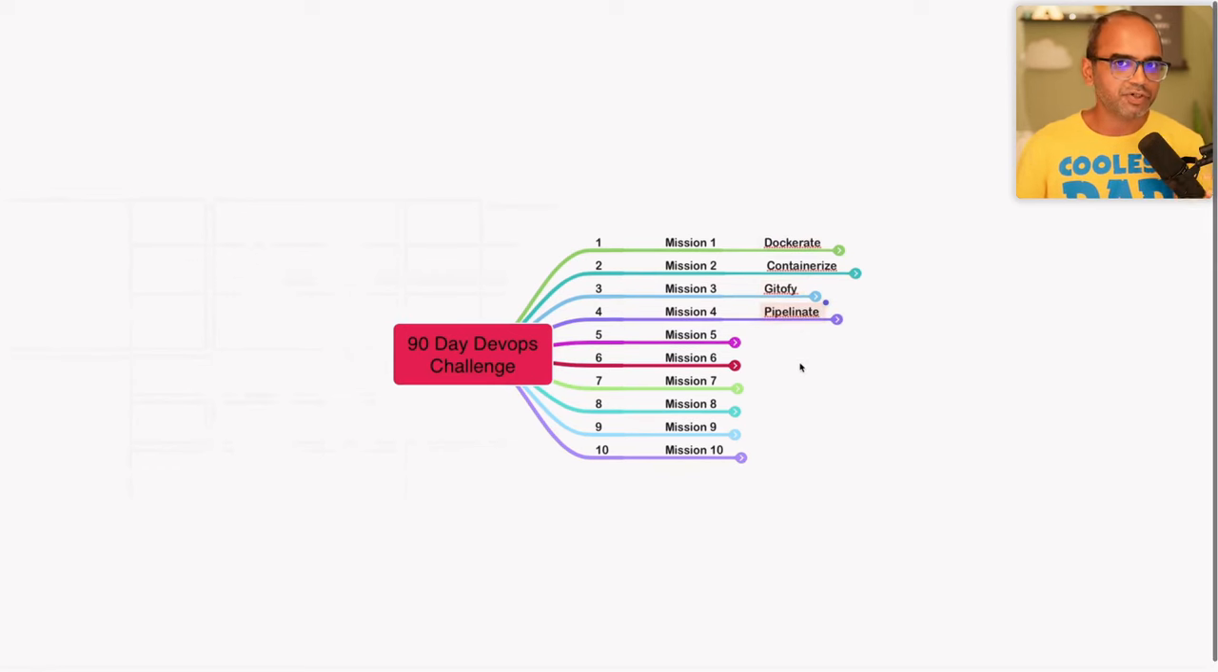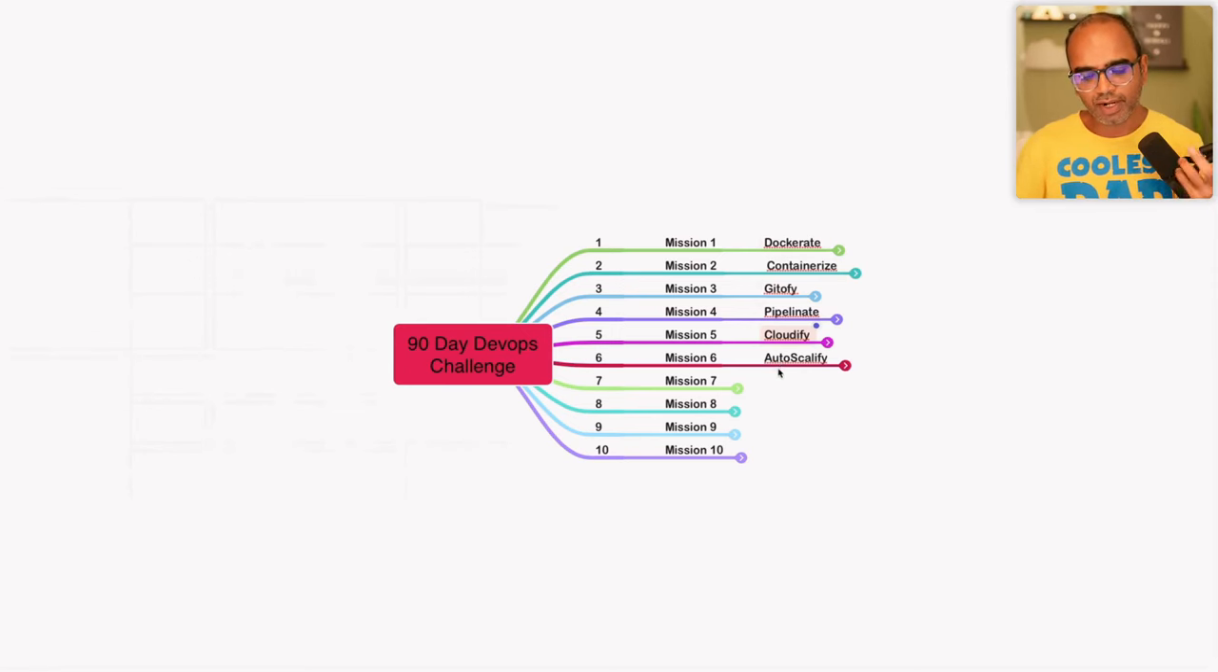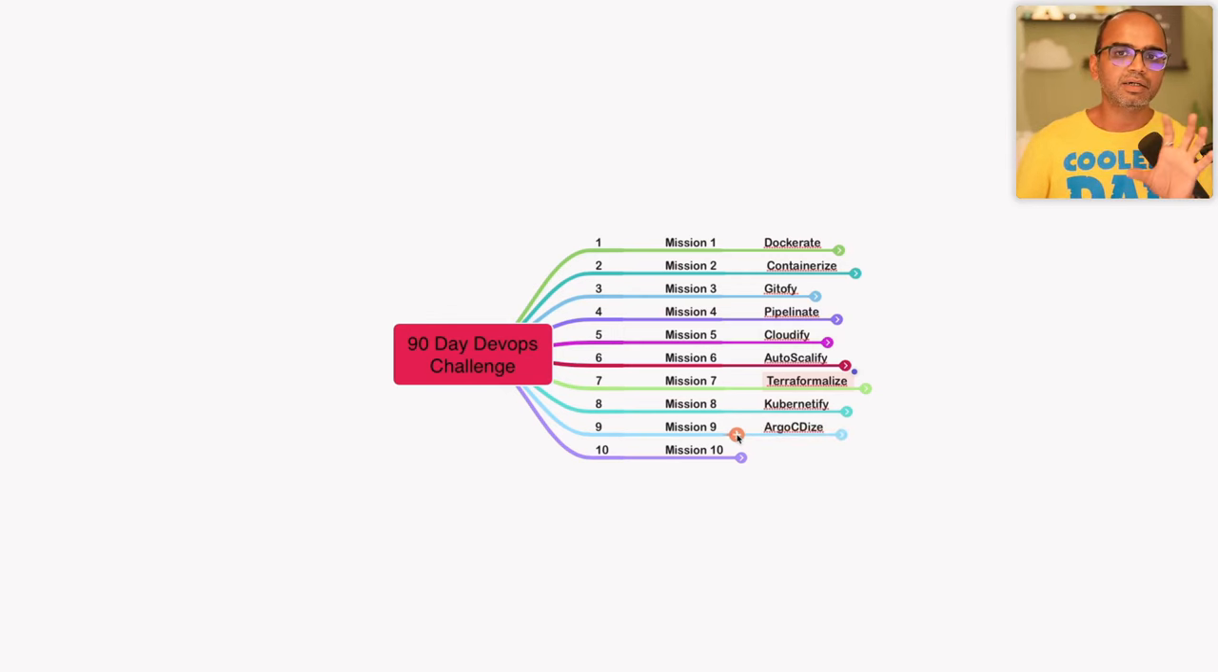We'll then set up a continuous integration pipeline with Jenkins. We will then set up cloud infrastructure with AWS. We'll further set up auto scaling, etc. So some more advanced cloud setup there. We'll set up Terraform, to automate the cloud infrastructure using Terraform. We will also use Kubernetes later and deploy all these applications with Kubernetes. We will set up automated delivery on Kubernetes using Argo CD.